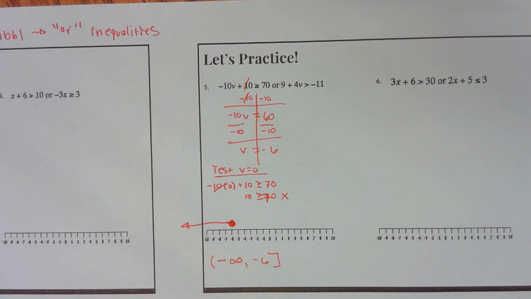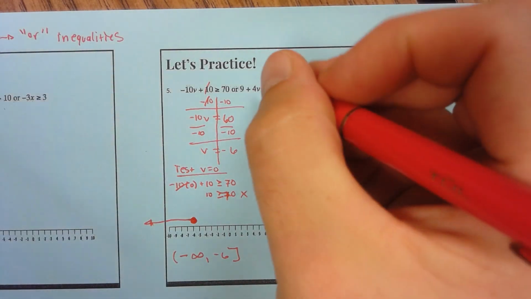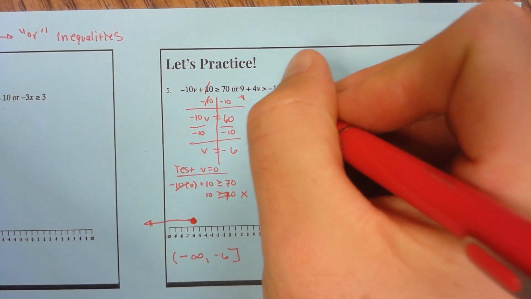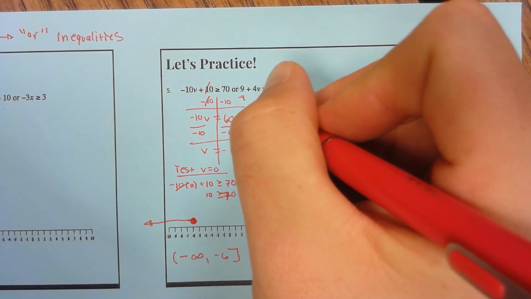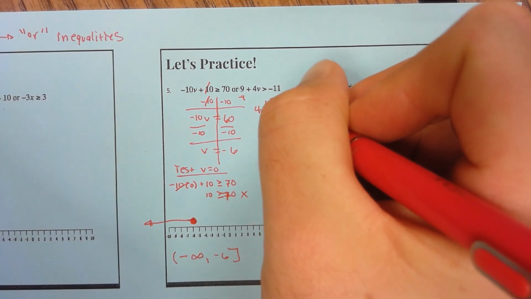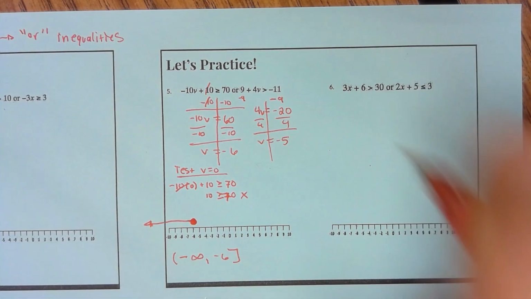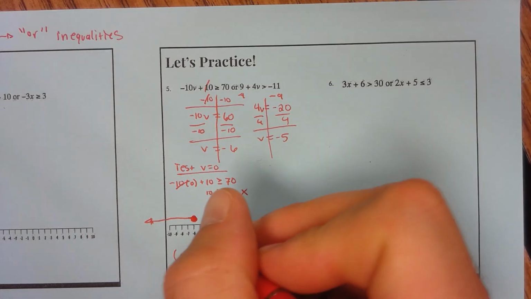And this time, we use a square bracket on the negative 6, saying that we're going to include that value as a number that makes these inequalities true. Now we'll do the same thing on the other inequality. So I'm going to subtract 9. And so that gives us 4v equals negative 20. And divide by 4 and get that v equals negative 5. Negative 5 has an open circle.